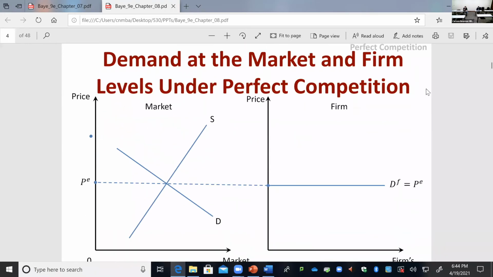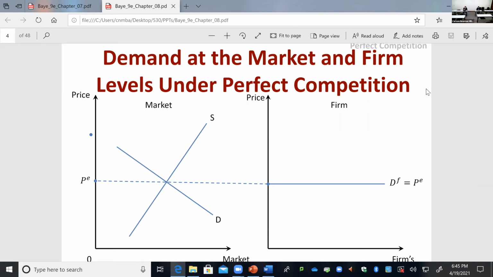Now, if you look at the industry supply and demand and compare it to the firm's supply and demand, the industry supply and demand looks like any other industry. But if you look at the firm's demand, it is perfectly elastic, meaning this firm has no control over prices. It's a drop in the ocean. This firm cannot even raise.